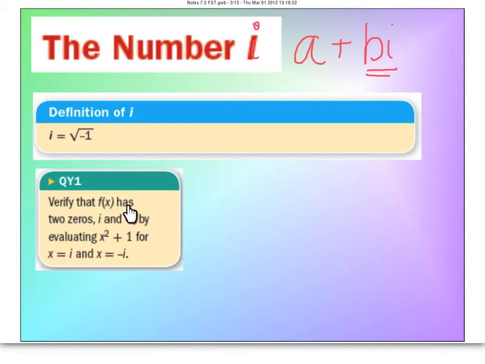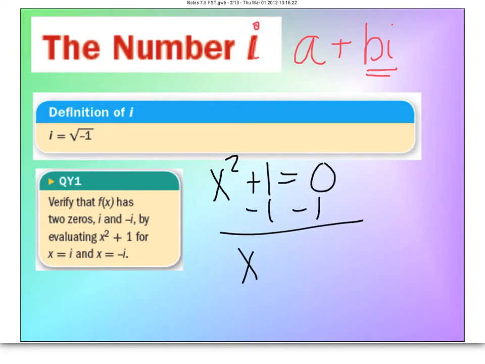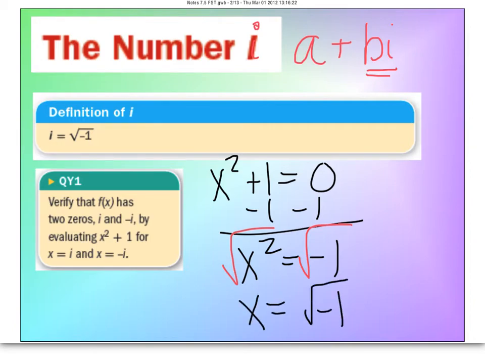Verify that f of x has two zeros of i and negative i by evaluating x squared plus 1. So they want to verify that x squared plus 1 has two zeros that are imaginary. To find the zeros, remember we just take the expression and set it equal to 0. So to solve, we're going to subtract 1 from both sides. It means we get x squared equals negative 1. You come in and take the square root, and you're going to get x equals the square root of negative 1.